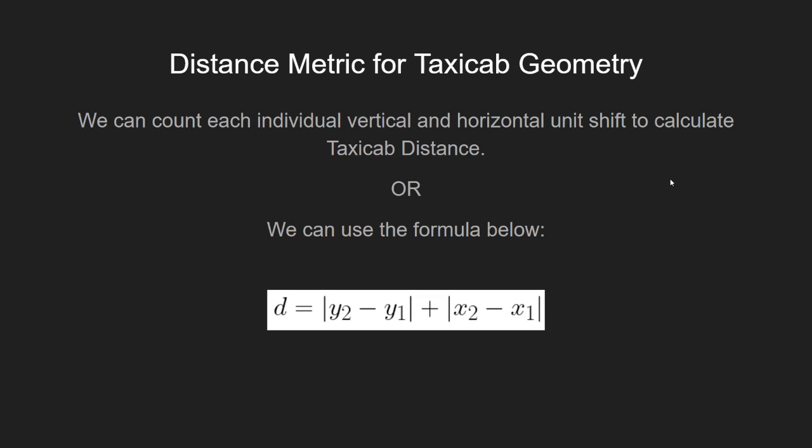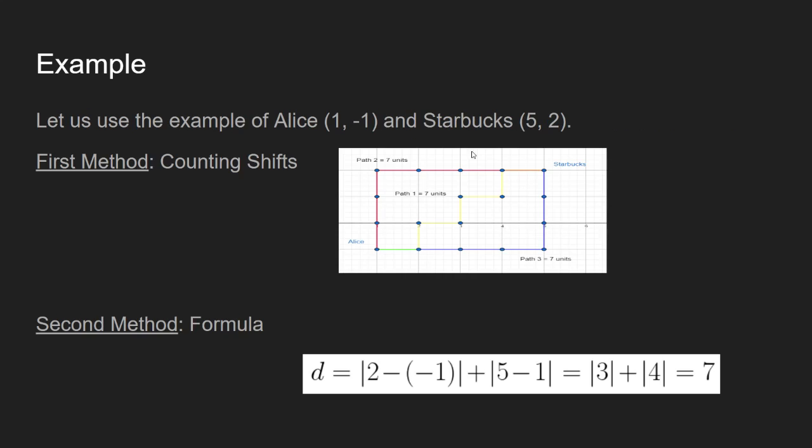And now how do we actually get the distance for taxicab geometry? As we did in the last slide, we could just count them. Or we could use the formula below. D is equal to the absolute value of y2 minus y1, plus the absolute value of x2 minus x1. An example we could use here, just like the Alice and Starbucks, is where Alice is at (1, -1), and Starbucks is at (5, 2).